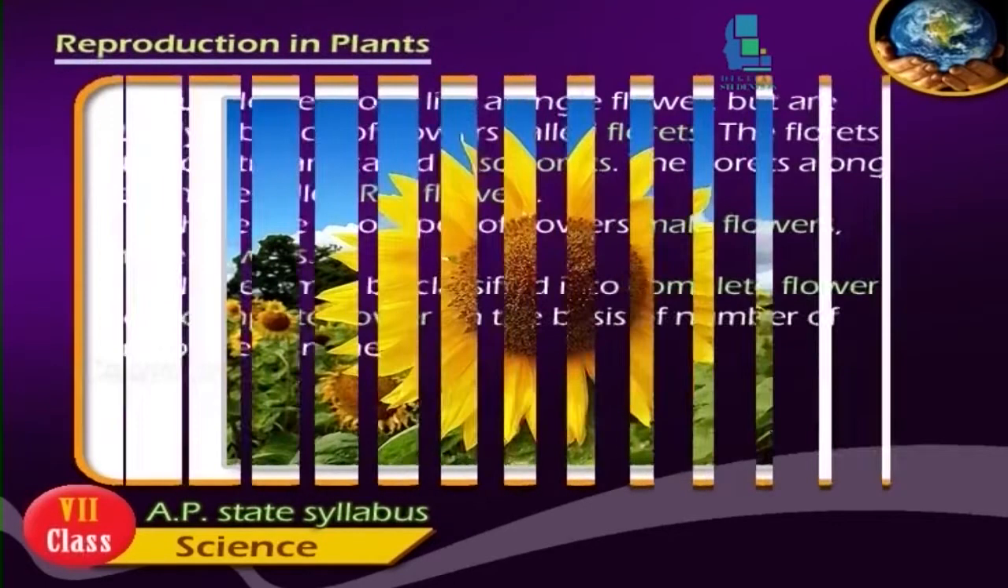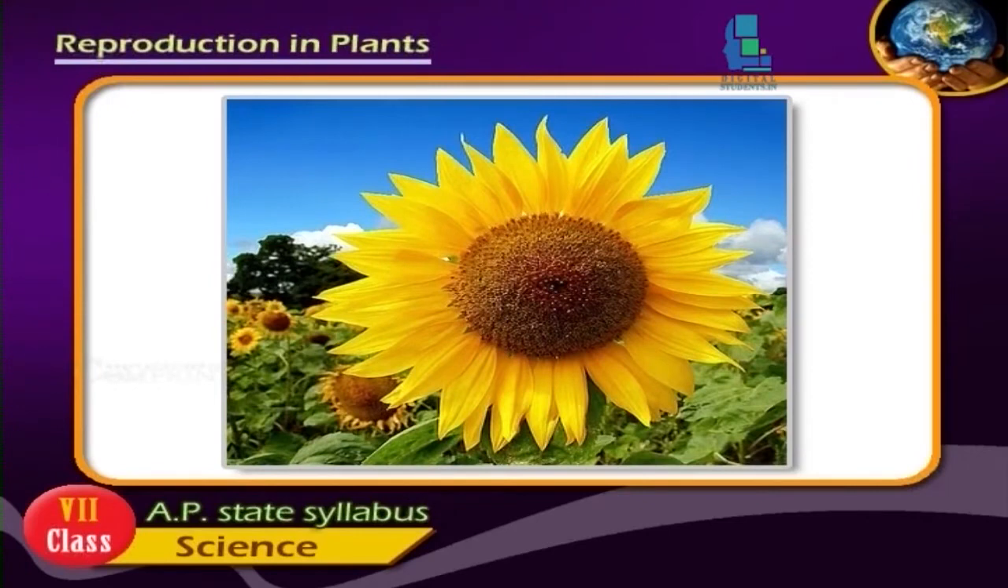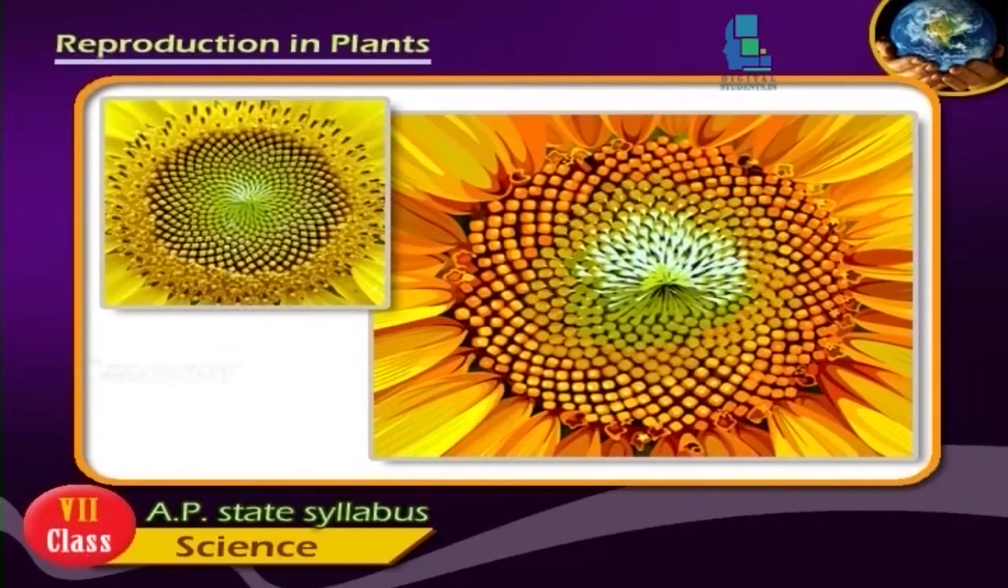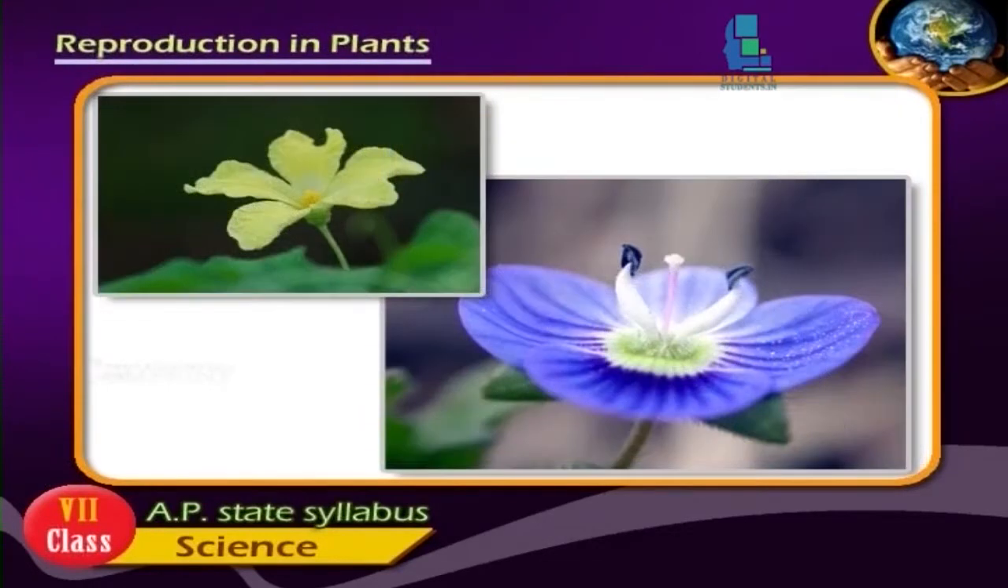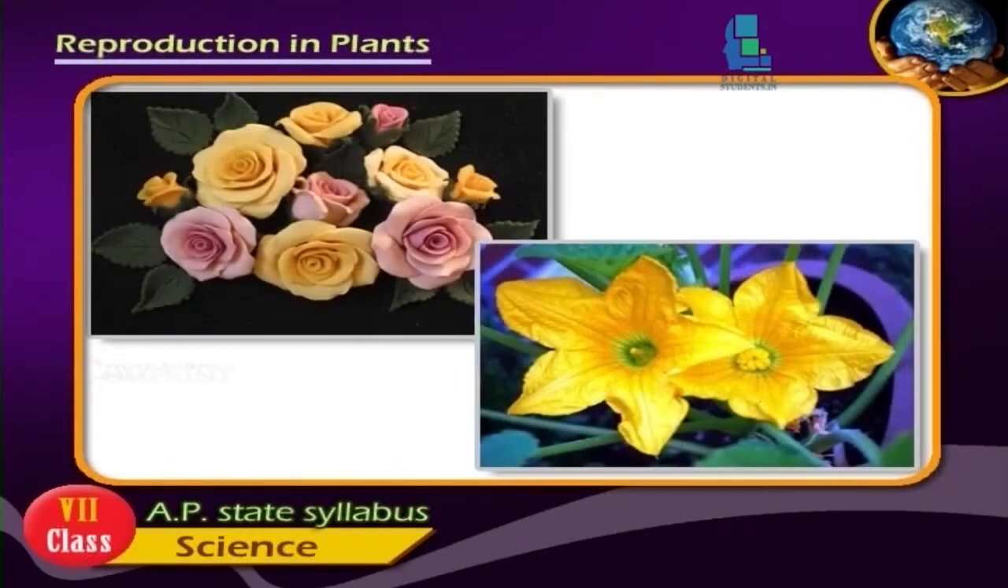Sunflower looks like a single flower, but is actually a bunch of flowers called florets. The florets in the center are called disc florets. The florets along the rim are called ray flowers. There are two types of flowers, male flowers and female flowers. Flowers may be classified into complete flowers and incomplete flowers on the basis of the number of parts present in them.